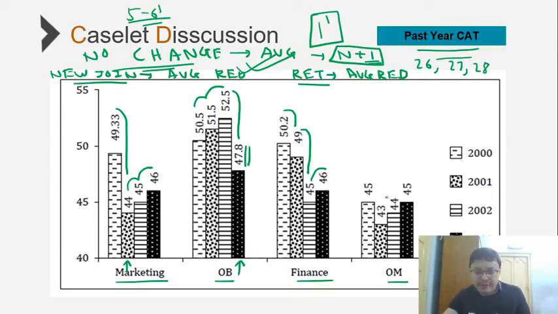If I look at OM again, there is a continuous increase of +1. The only case where there is a dip is in 2001, which means in OM, the new faculty joined in 2001, which reduced the average.